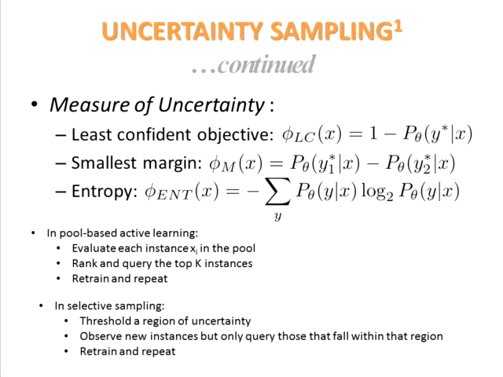How you would proceed is that you would evaluate each instance xi in the pool, rank and query the top k instances, and then retrain and repeat. In selective sampling, you will threshold a region of uncertainty. Then when you observe new instances, you query only those that fall within this region, and then you again retrain and repeat.